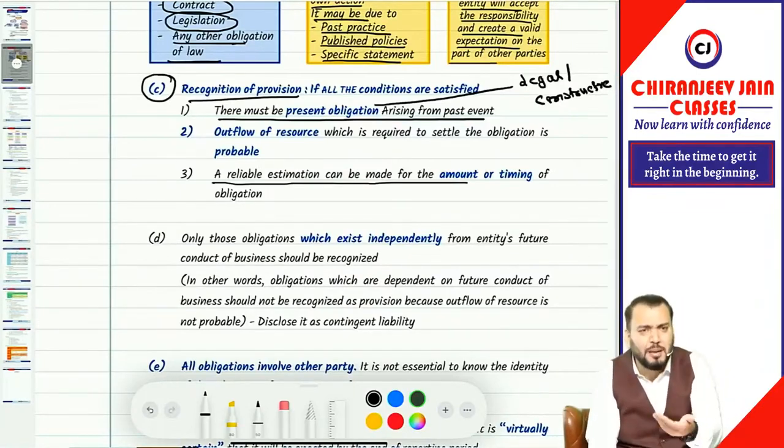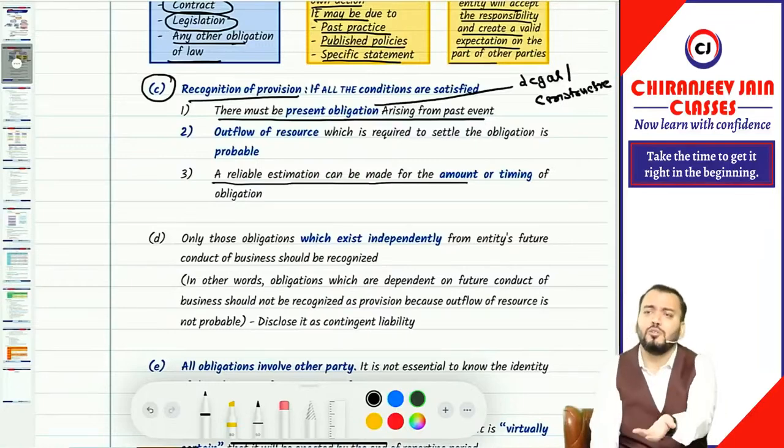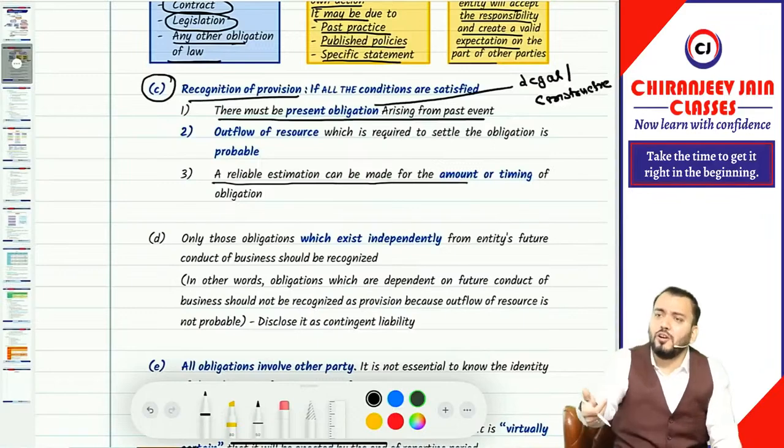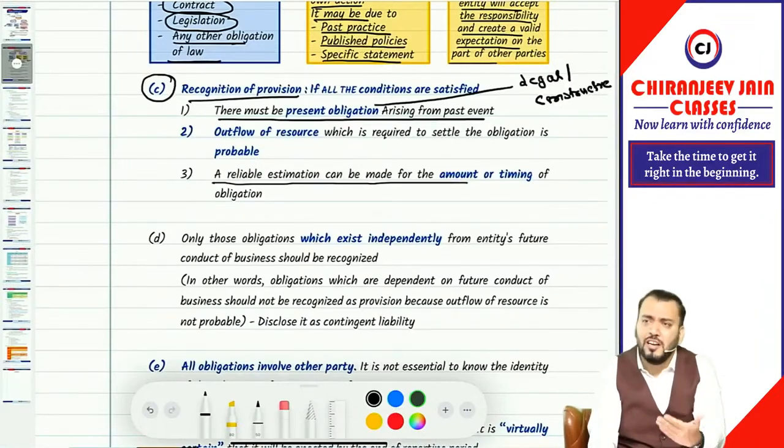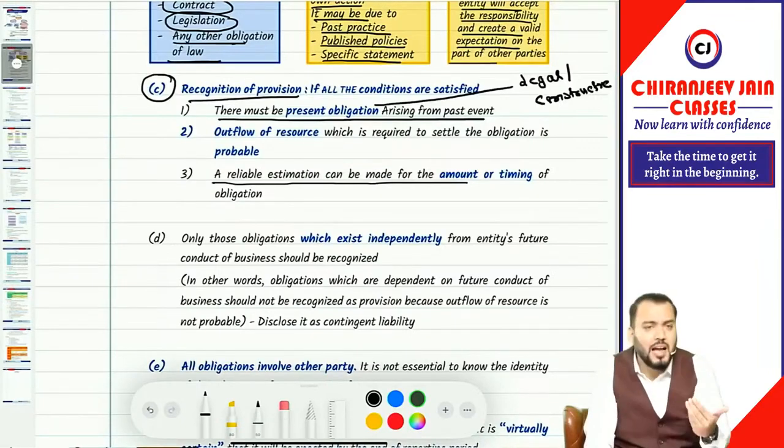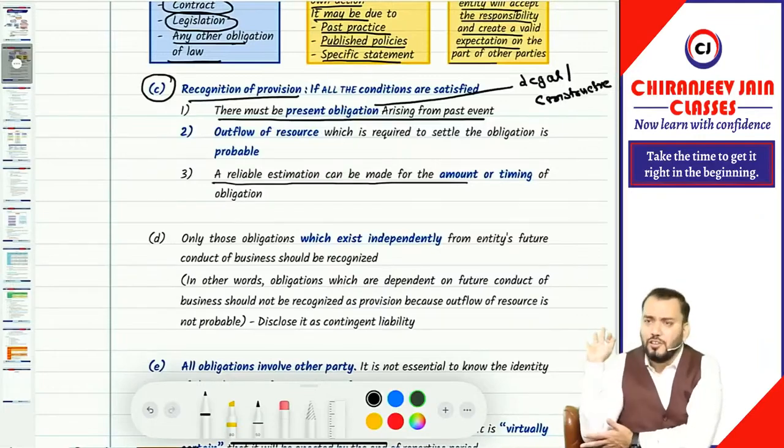Of course, estimation can be made. If you can't estimate, how can you pass journal entry? For journal entry, amount is required. If amount cannot be estimated, you can't recognize it. The third condition is a deemed condition. Now for journal entry, you require amount, and amount means either actual amount or estimated amount. If you can't estimate, means disclose it as what? Contingent liability. Have you understood?